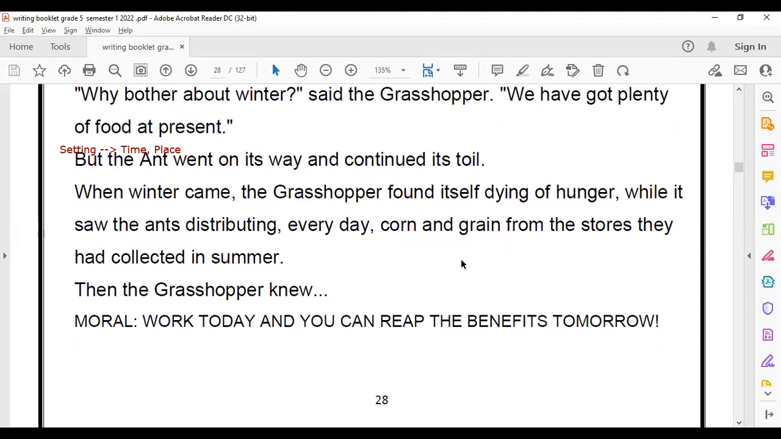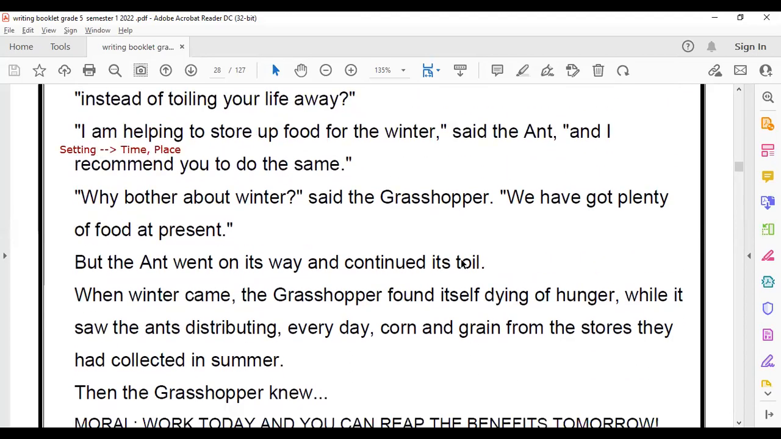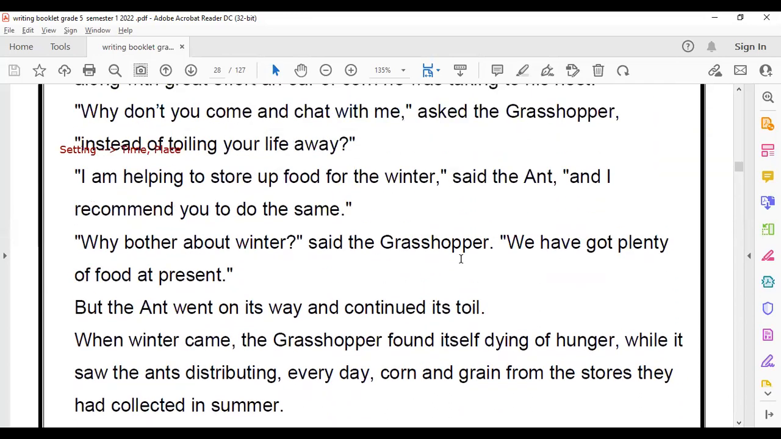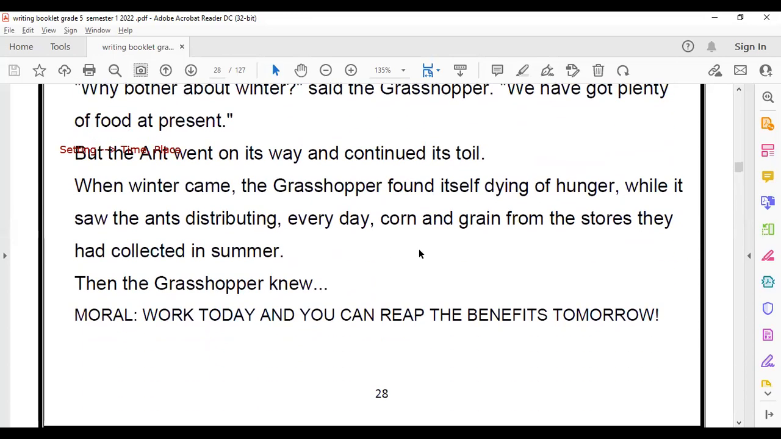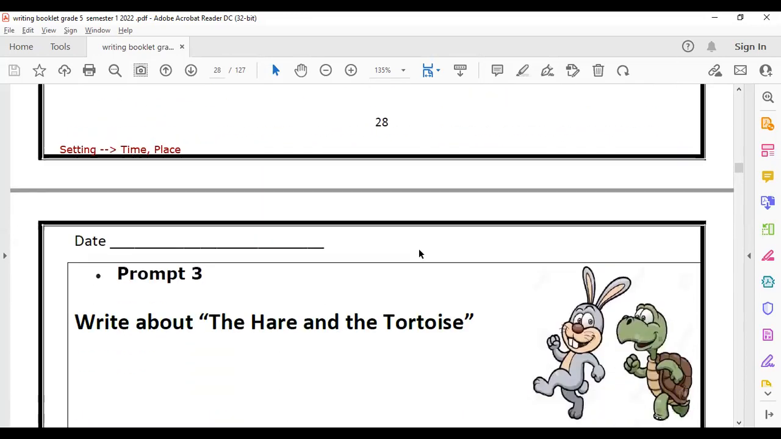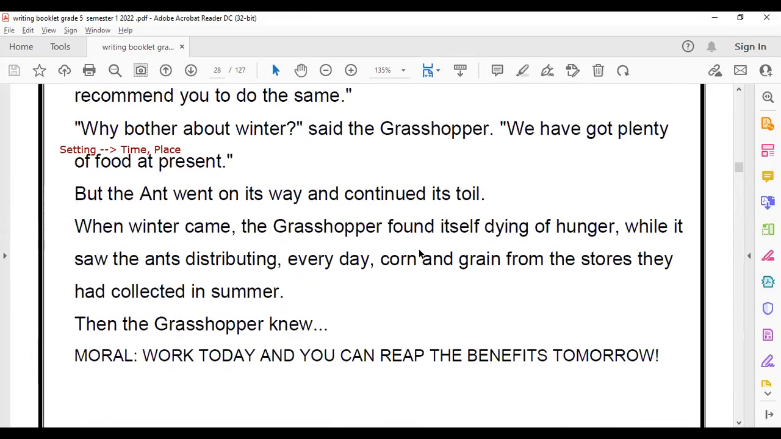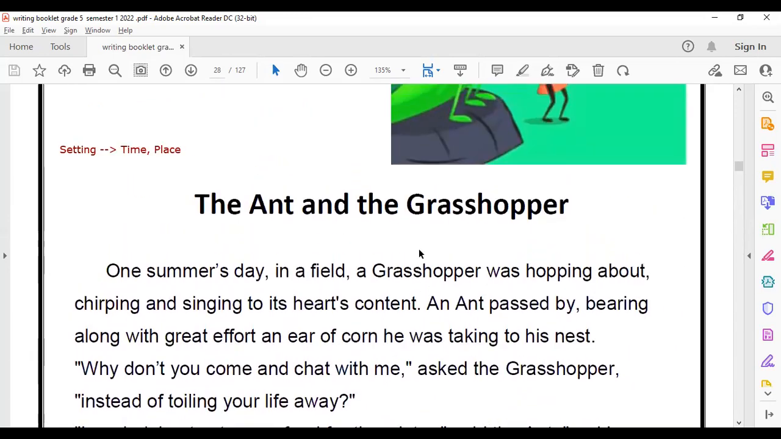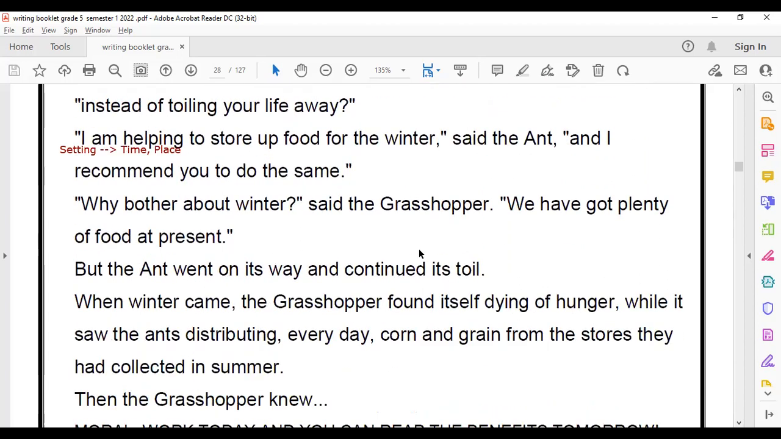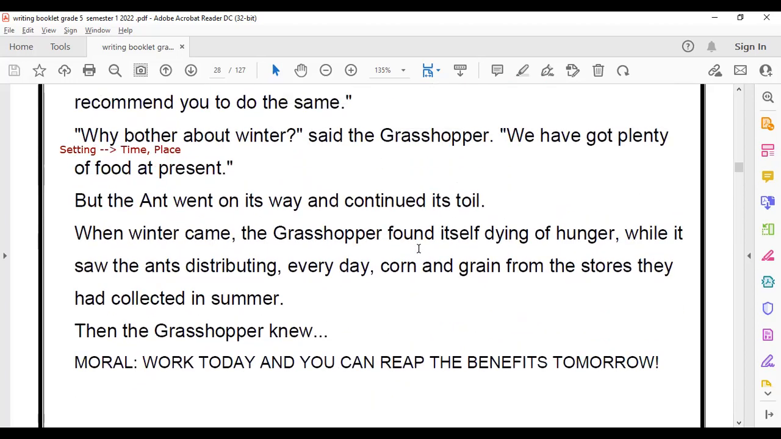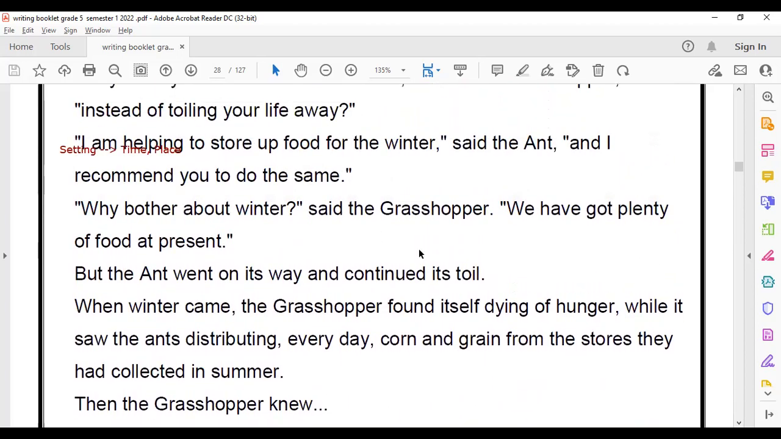Okay, so here we learned the lesson that if today you are at ease, tomorrow you might not be. So you must save for tomorrow, whatever you're going to save. Okay, so this is a sample of narrative writing. As you can see, it's mostly a story, so it will be easier for you to do it. Okay, so now it's your turn and I'll be waiting for your answers.